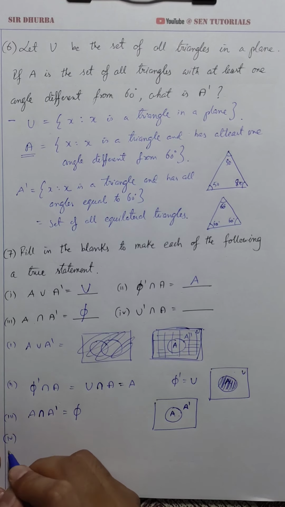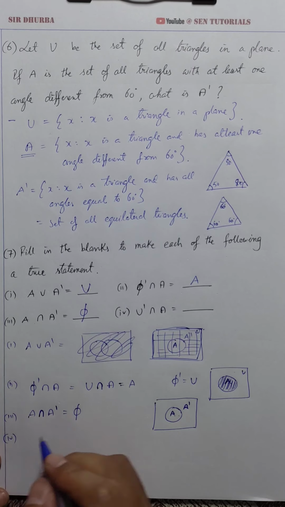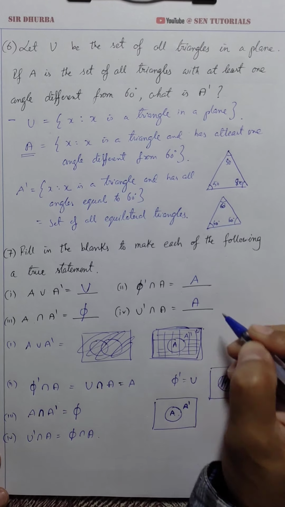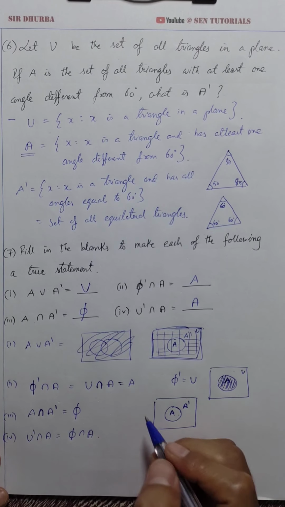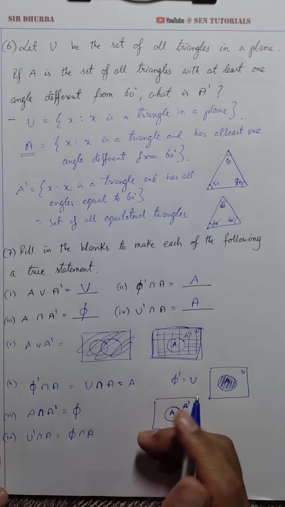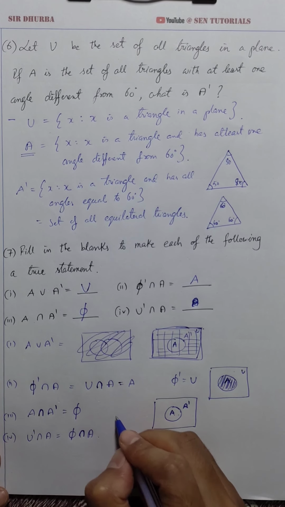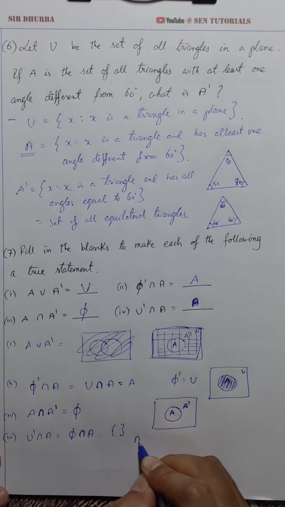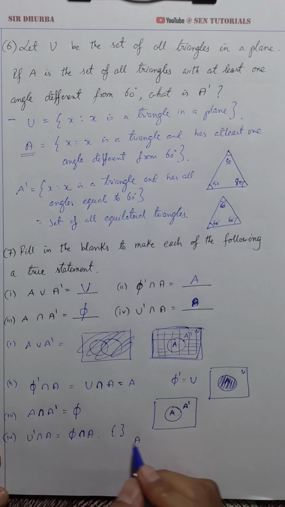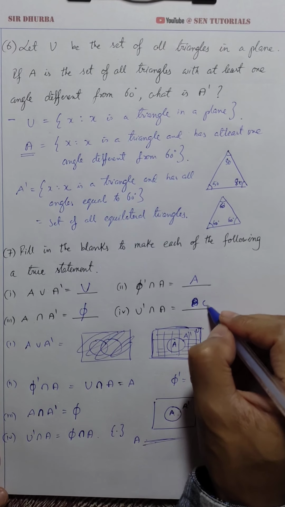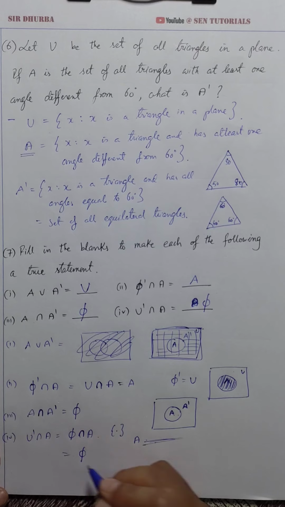Fourth one, universal set complement intersection set A. That is empty set intersection set A. Empty set and set A, what are the common elements? Oh, intersection, sorry, not union. With an empty set and any set A, what can they have in common? Definitely the empty set will not have anything common with any set. So, sorry, the answer will be a null set, an empty set.